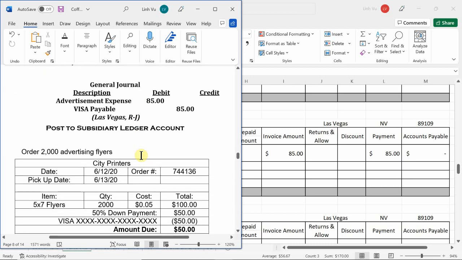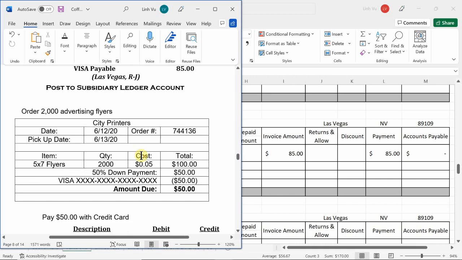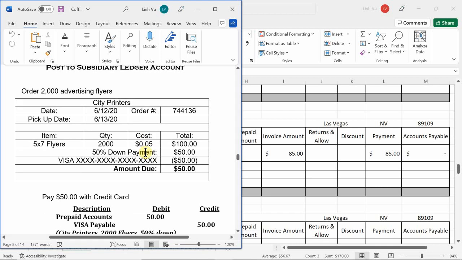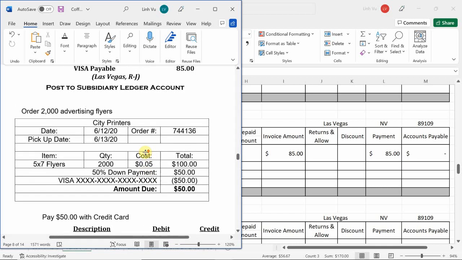All right, so let's see what happened next. We also decided to order 2,000 advertising flyers from City Printers, okay? They cost about 5 cents per page, and they're all 5x7 little flyers. Okay, 5 cents a page for 2,000 flyers, so 2,000 times 5 cents is going to be a total of $100.